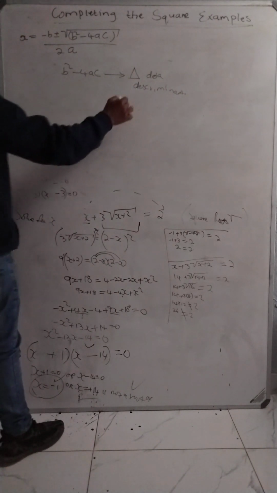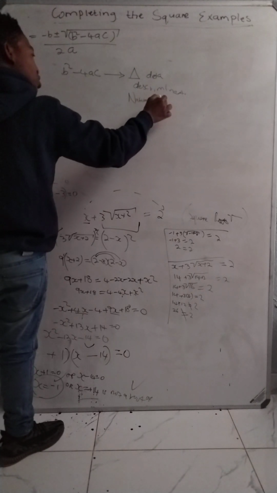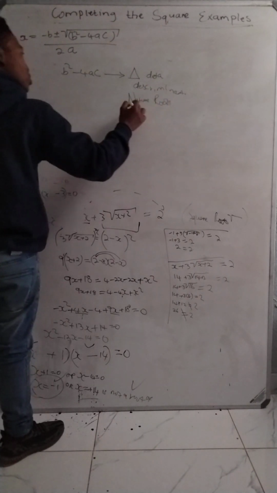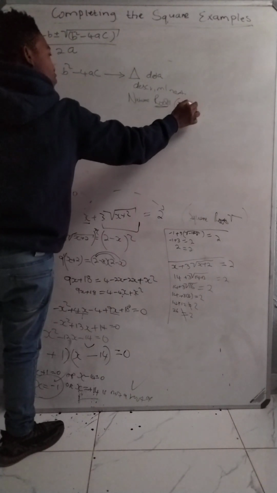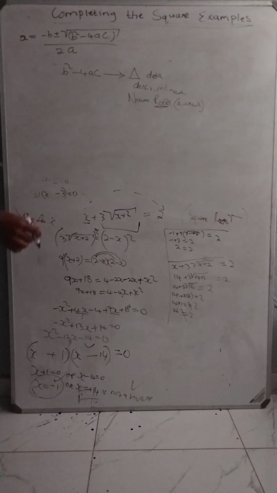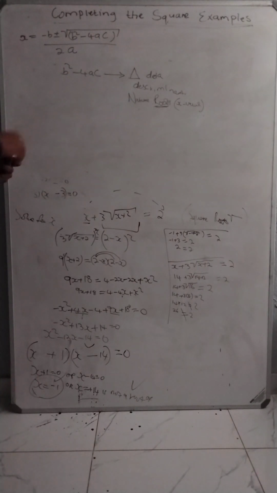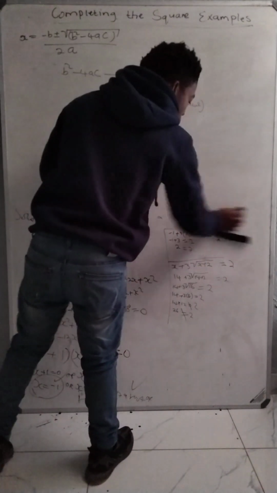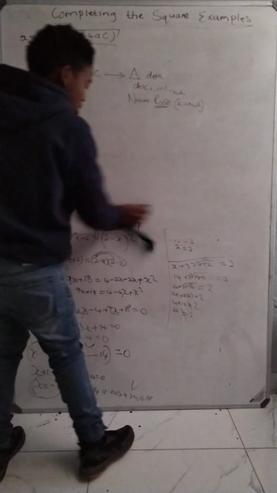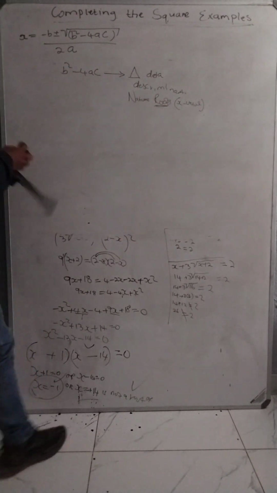It determines the nature of our roots, the nature of our x values. The roots are the x values, the value of x when we solve for x. So it determines that. Depending on this, as you've seen in the previous videos, our roots can either be real or non-real. They can be a perfect square, and so on and so forth.